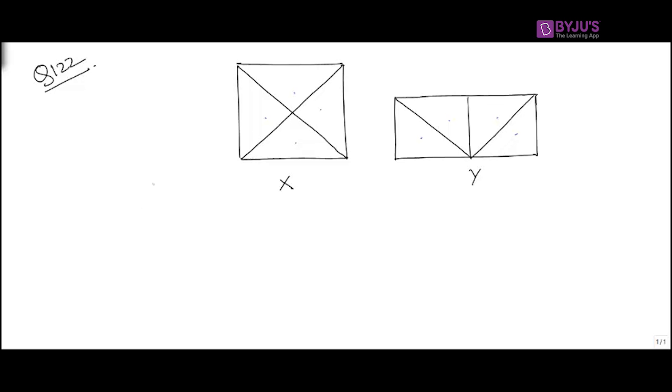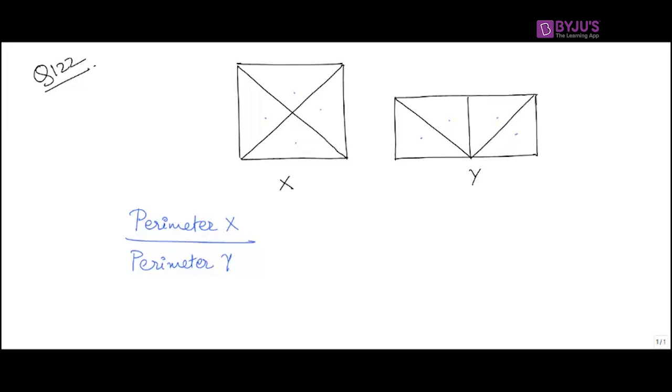We want to find out the ratio of perimeter of X to perimeter of Y, or rather the ratio of perimeter of square to perimeter of rectangle, right? Now even before we start solving it, let's have a look at the triangles, or let's try to infer whatever information we can from the given diagram. Now let's have a look at this square first.